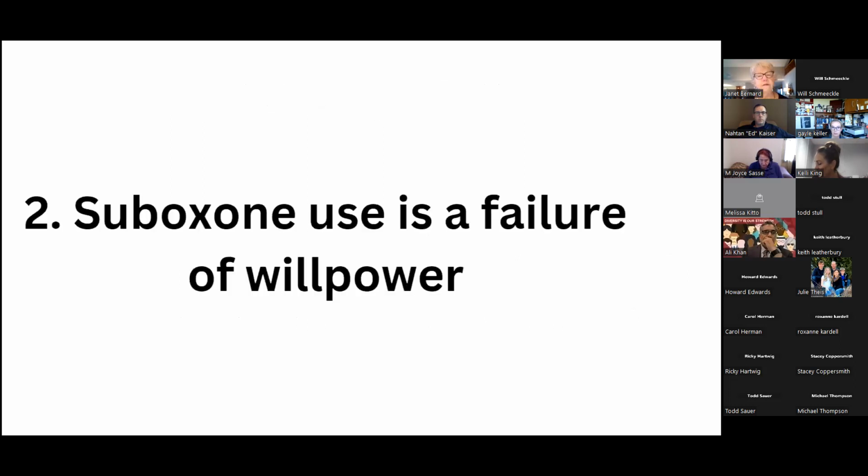Misconception number two, it's a failure of willpower. Not so. Addiction is a medical disease, not a moral failure. And once you understand about those empty brain receptors, it's easy to see why it's not something they can simply quit and be fine.